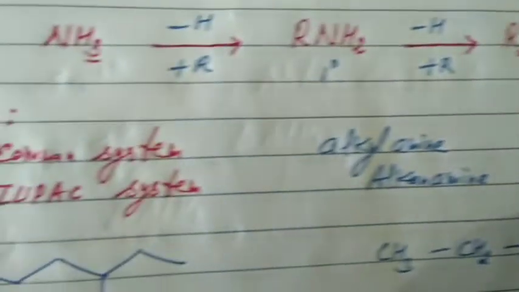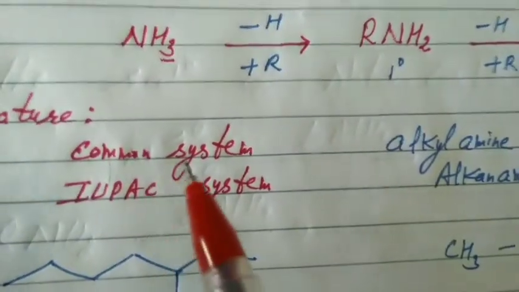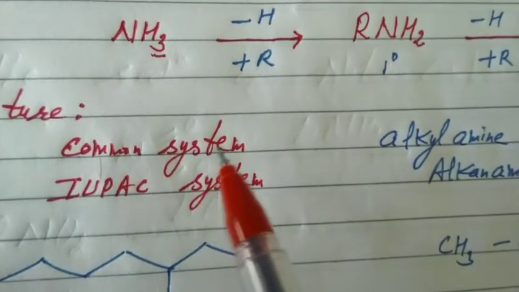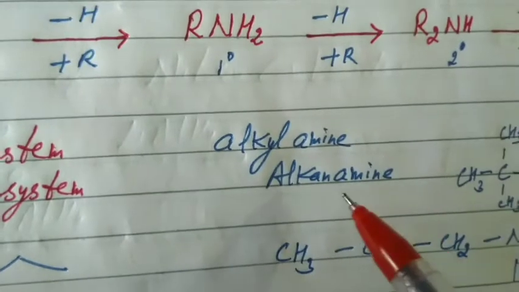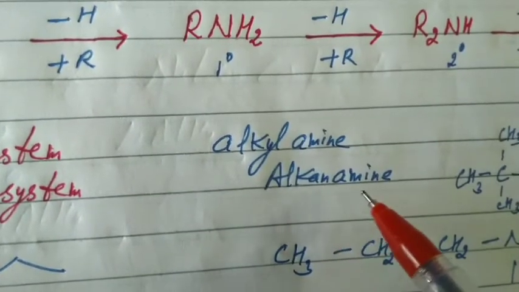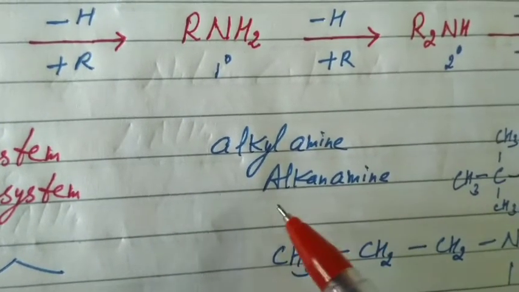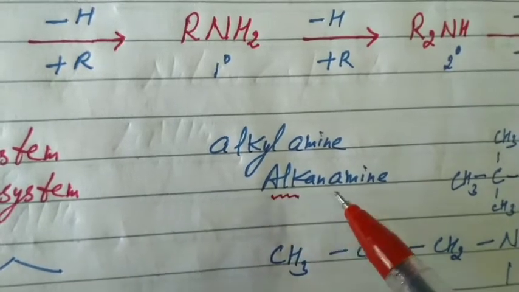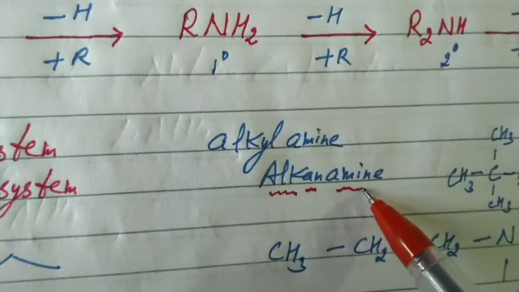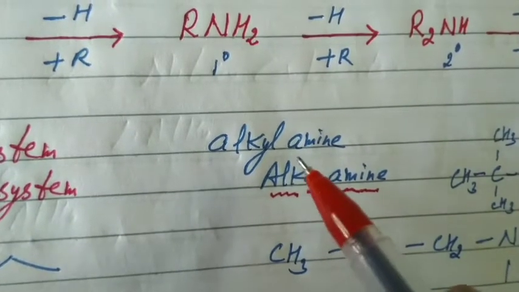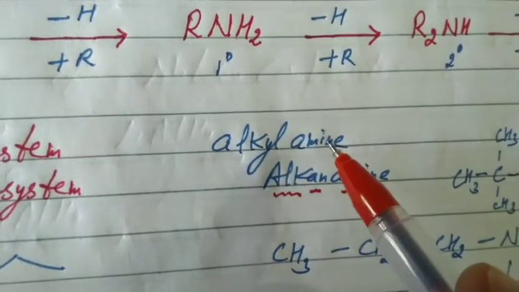After this, next, nomenclature. In nomenclature, we have 2 rules. One is common system and second is IUPAC system. According to IUPAC system, we use the term alkane amine for their names. Alk is word root. After word root, we add primary suffix and then we add secondary suffix amine. And in common system, we call them alkyl amines.